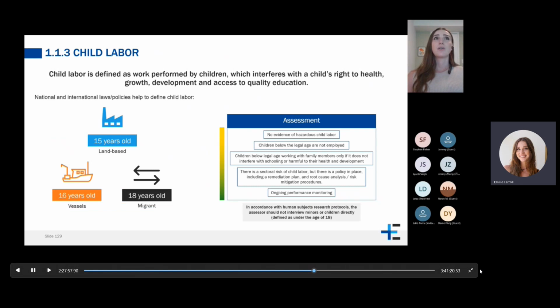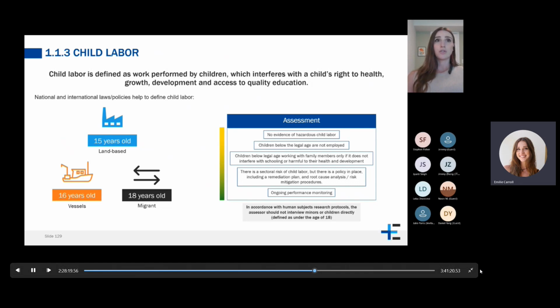Okay, so moving on here with 113, child labor. So this is one of the indicators that's applicable irrespective of any other characteristics of the fishery. So it's to be applied universally when you're doing an SRA. So child labor is defined as work performed by children, which interferes with a child's right to health, growth, development, and access to quality education.